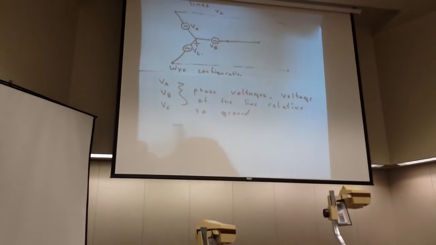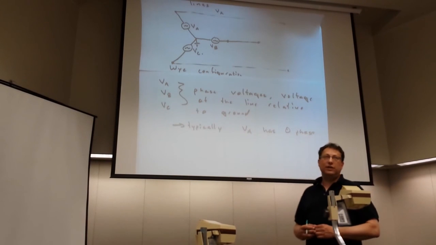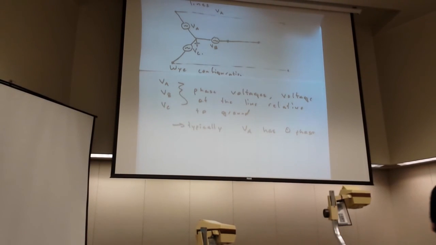Typically, VA has 0 phase, just as a reference. Just like when we looked at source problems for single phase power systems, we assume that voltage source is at 0 phase. This is a common reference. We just said everything's 120 degrees out of phase.